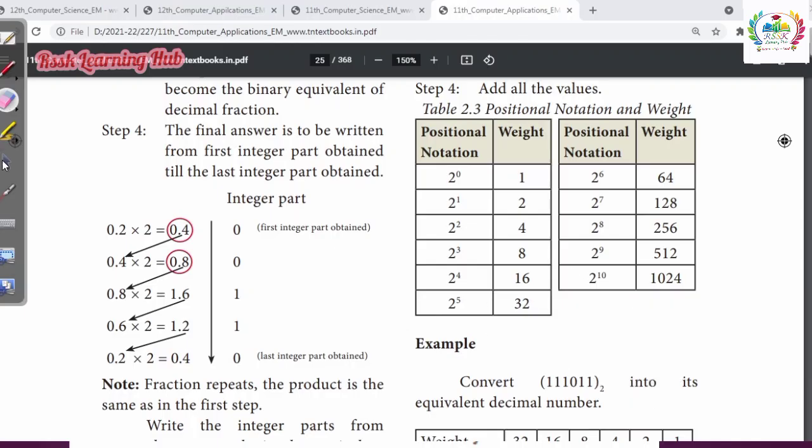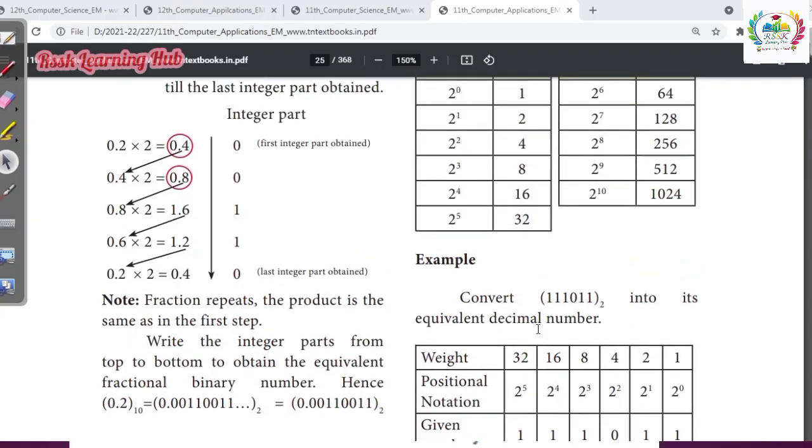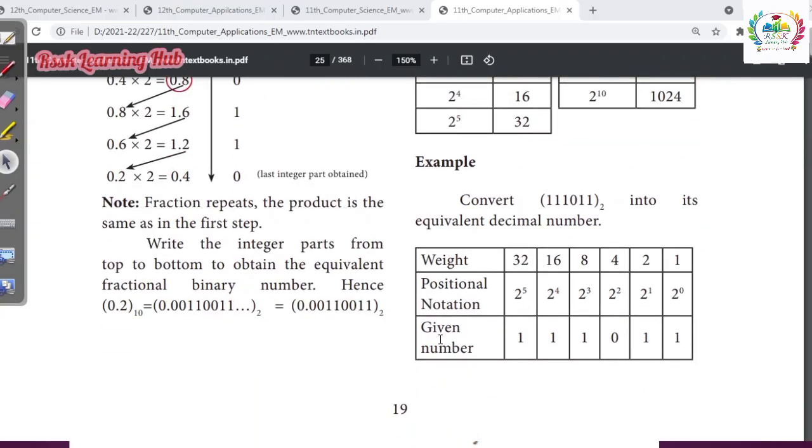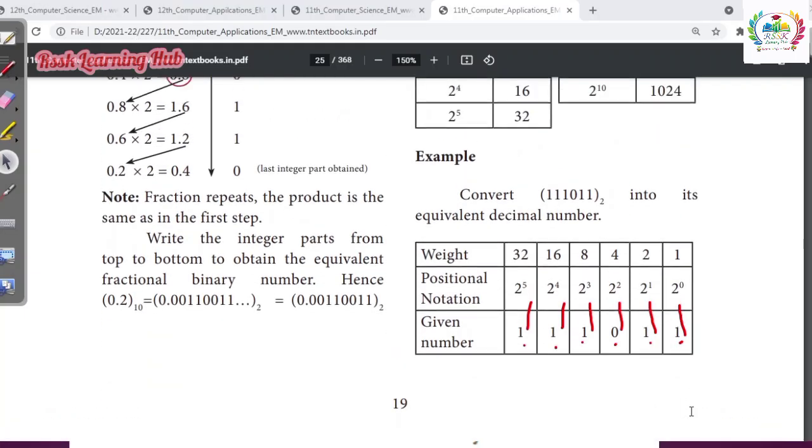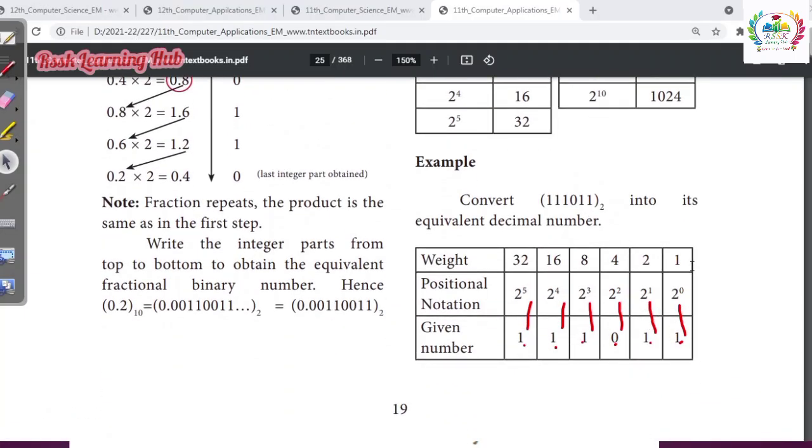Then you have to multiply and add up. First you write the weightage. The weightage we are going to find hereafter. First you write the given number; this column you write first. So the given number is 1, 1, 1, 0, 1, 1. Now write the positional notation: 2 power 0, 2 power 1, 2 power 2, 2 power 3, 2 power 4 and 2 power 5. Now compare with this table and write the values. 2 power 0 value is 1. 2 power 1 is 2, 2 power 2 is 4, 2 power 3 is 8, 2 power 4 is 16 and 2 power 5 is 32.